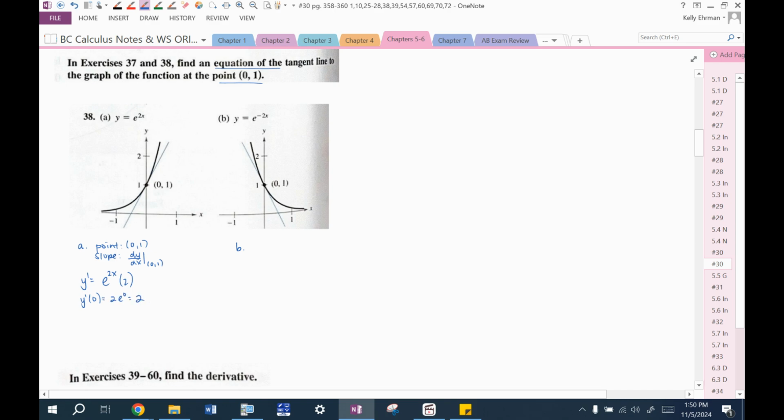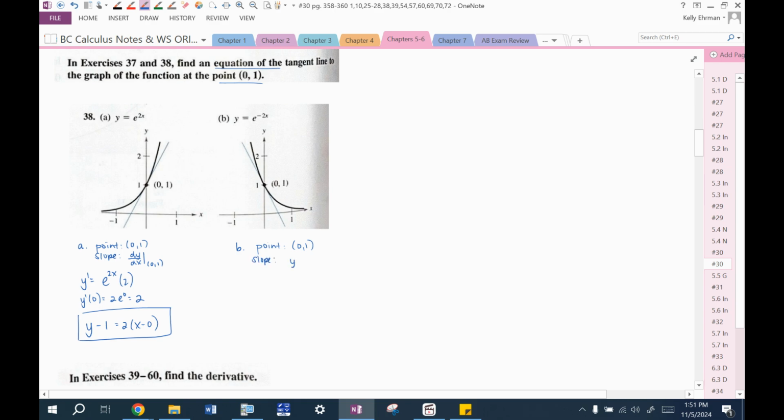So that's 2. So my tangent line equation is y minus 1 equals 2 times x minus 0. You don't have to write the x minus 0 part. You could just write 2 times x, or 2x plus 1, whatever. I'm just going to be lazy and leave mine like that. For part B, the point is still 0, 1.